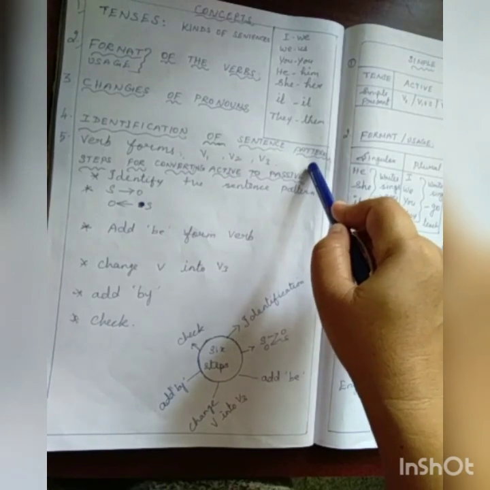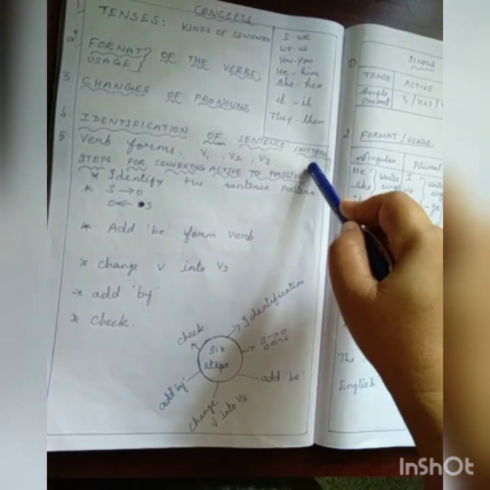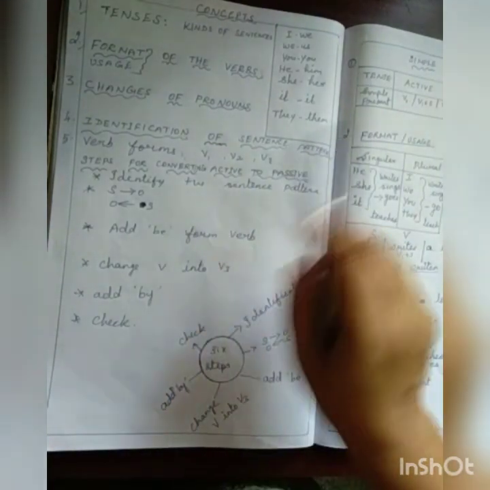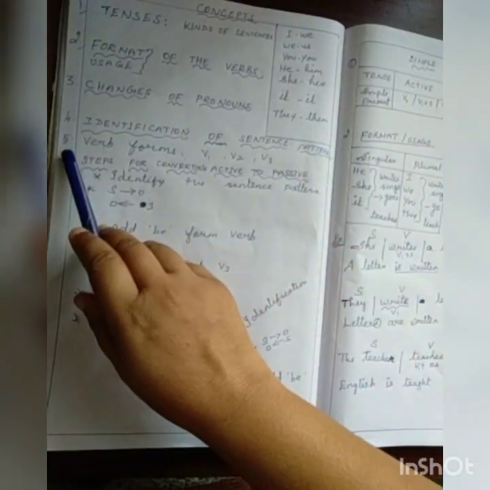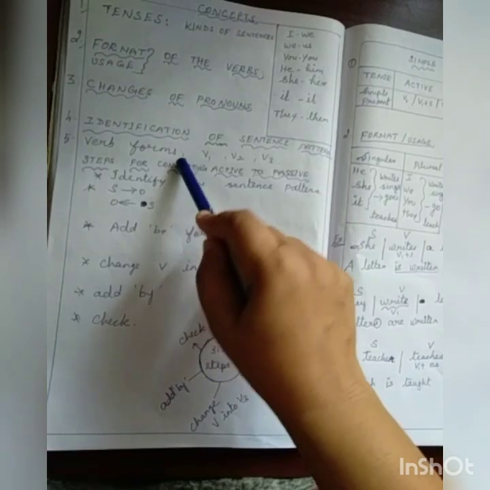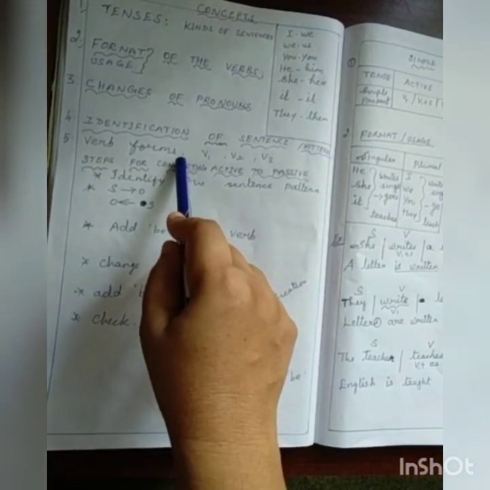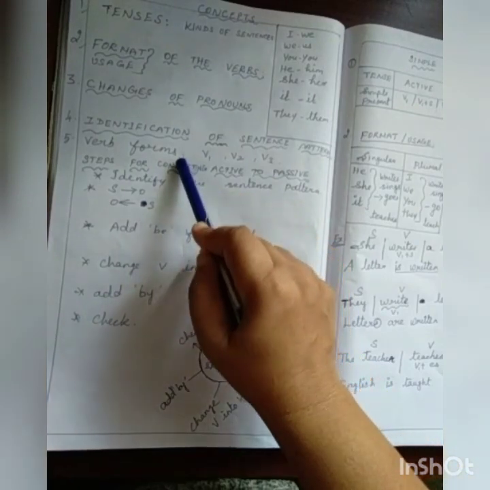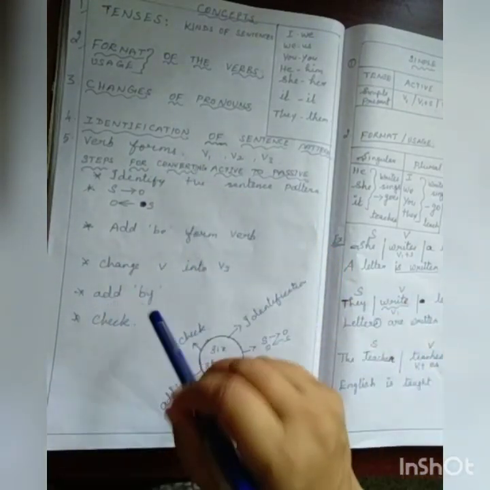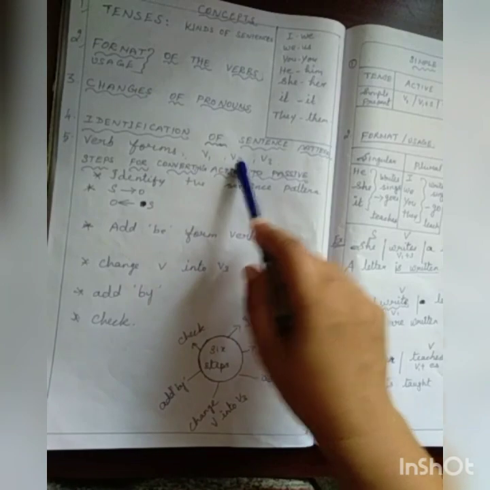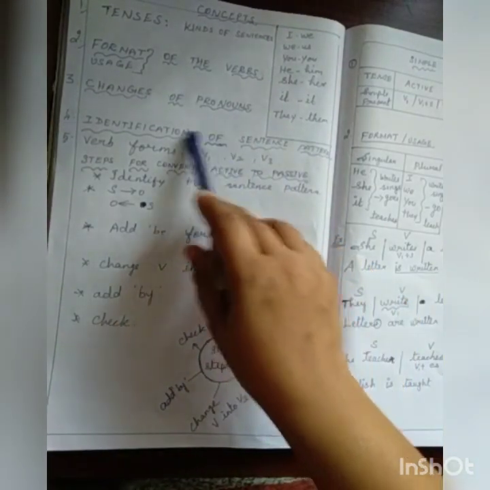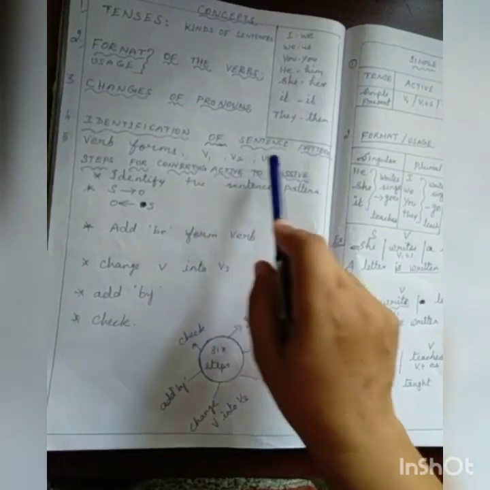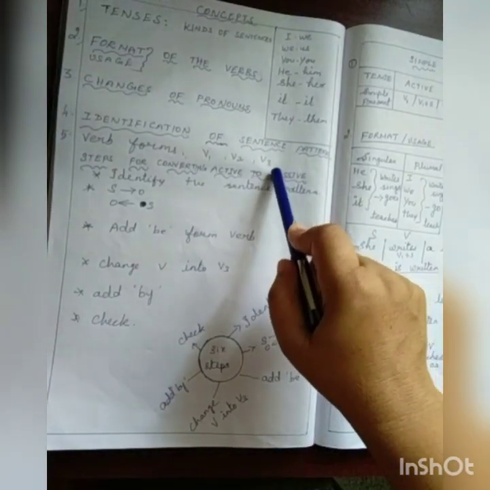This we already learned in the last 4-5 videos, so just refer to that. And the fifth one, verb forms. Okay, so verb forms is very important. We must be thorough with the verb forms only, then we can do this easily. Okay, so v1, v2, v3. v1 is nothing but present tense. Okay, v2 past and v3 past participle.